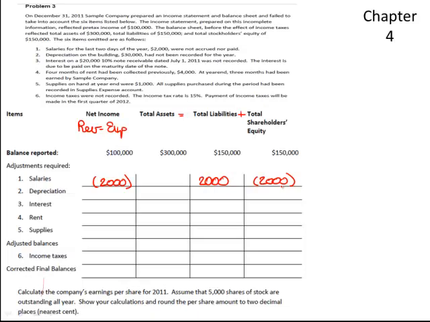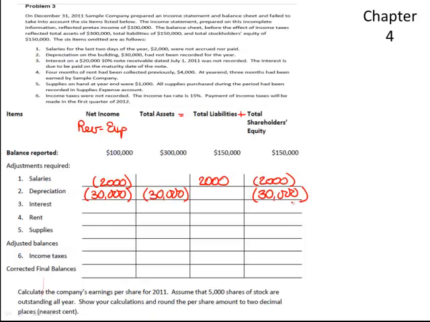Number 2 says depreciation of $30,000 had not been recorded during the year. We know that entry is debit depreciation expense, which would make net income go down $30,000, and credit accumulated depreciation, which would also make our assets go down $30,000. Because net income was reduced by $30,000, shareholders' equity would also be reduced by $30,000.